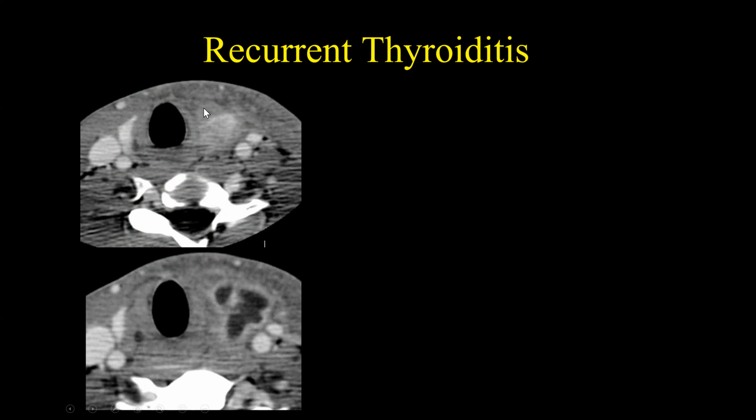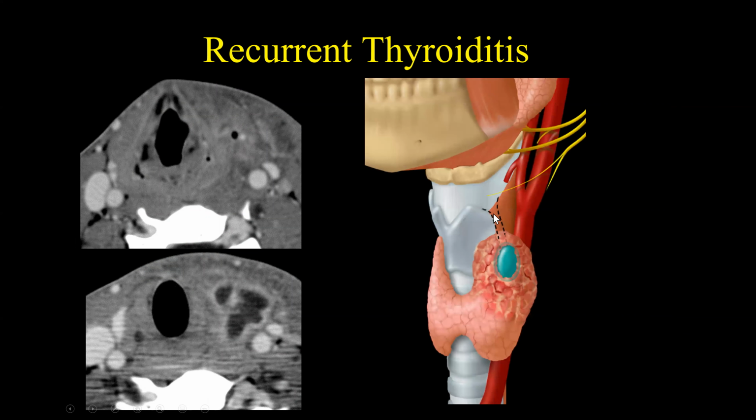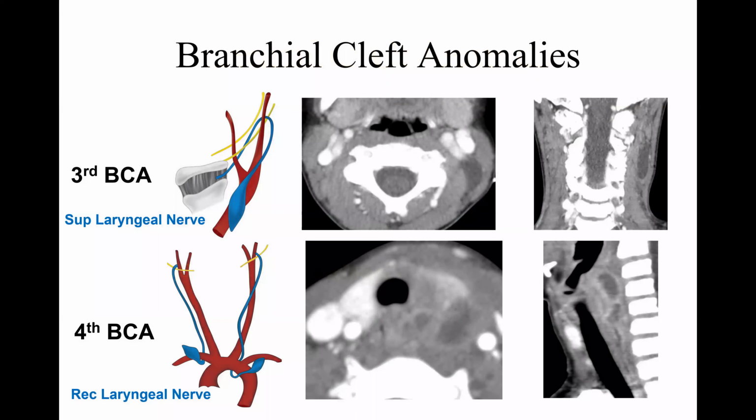So this was a patient that had recurrent thyroiditis. Now I put this in the infection category because there is a pathology that can cause recurrent thyroiditis. Once this patient was treated, we saw a small little area of air right here. And this little area of air is due to a fistula from the piriform sinus that communicates with the thyroid gland. And so we're now going to change to congenital and developmental lesions, because this leads us into the discussion of branchial cleft anomalies.